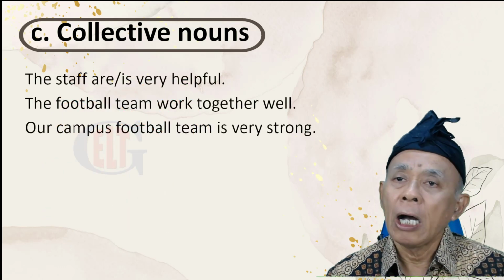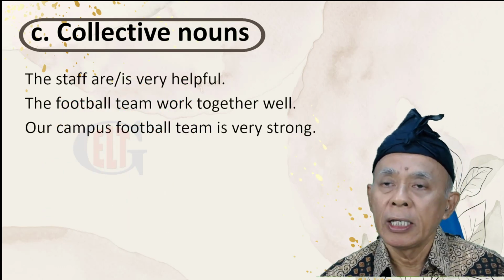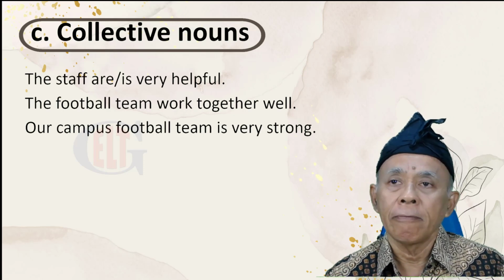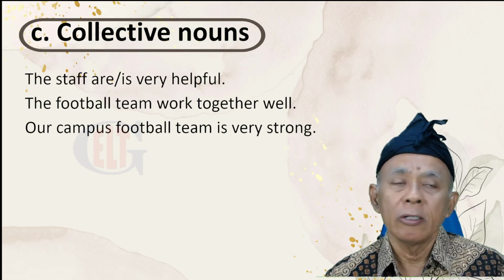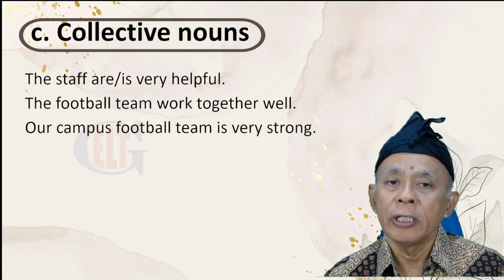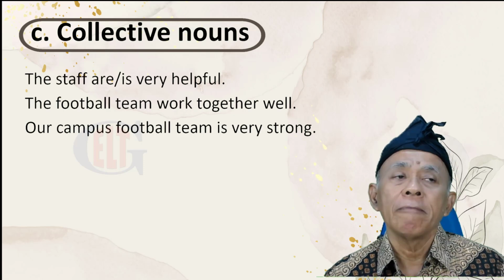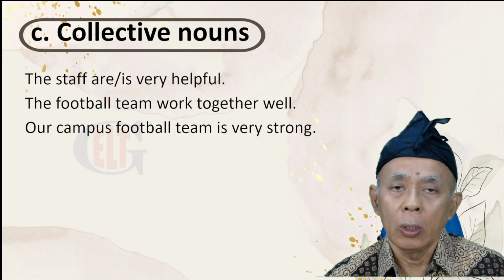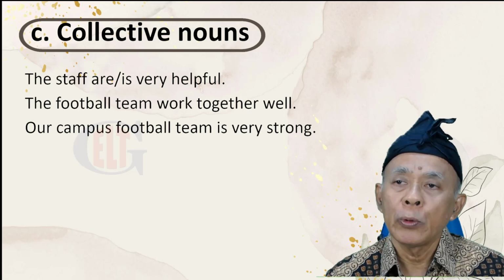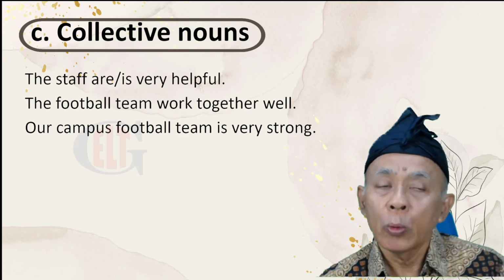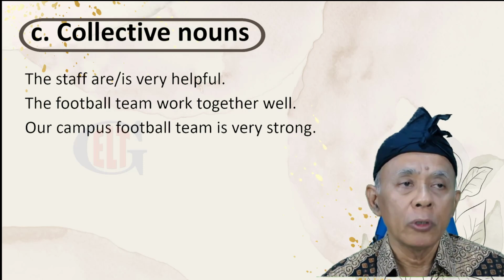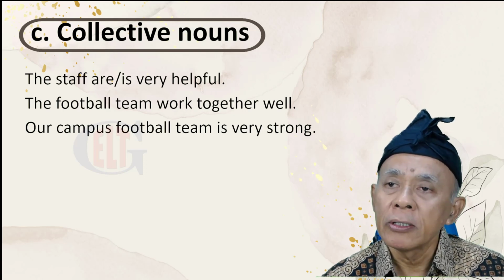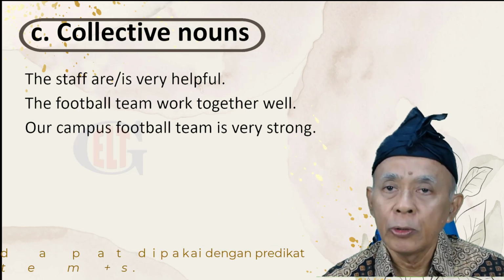Now let's see how the collective nouns are used in sentences. Here we have the staff are or the staff is very helpful. We say the staff are very helpful if we refer to the individual members of the staff, and we say the staff is very helpful if we refer to the staff as a whole. The football team work together. Here we have the predicate work, so we treat team here as a plural noun. The 11 persons, the 11 players, work together well.